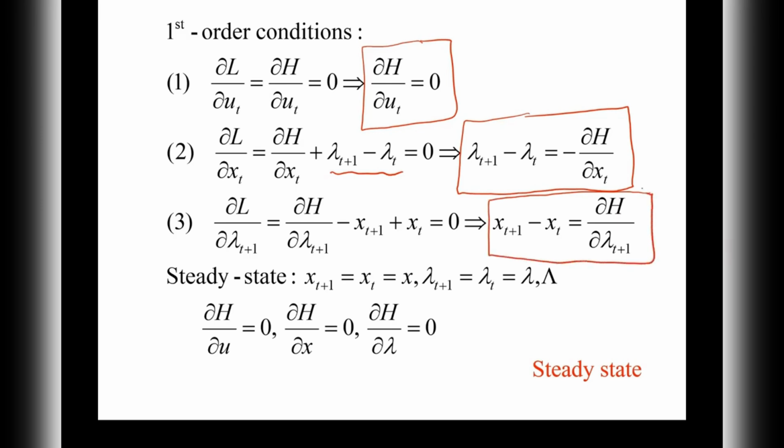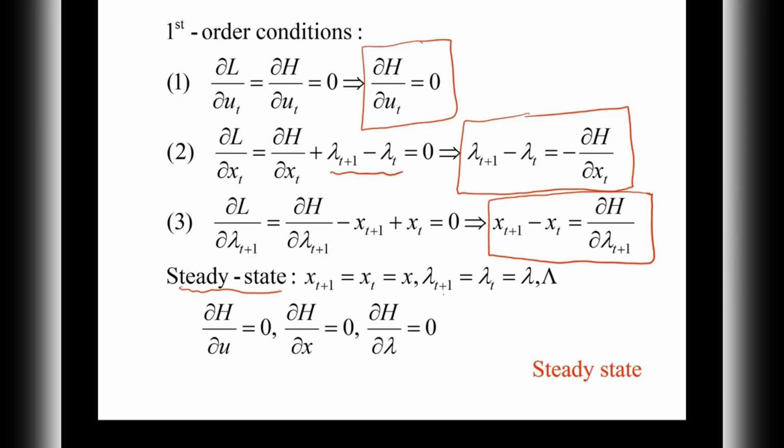So if you're looking at the Hamiltonian, it's probably best to just memorize these three expressions, although you can derive them very simply. Now, when we look at the steady state, we have x t plus 1 equal to x t equals x, and lambda t plus 1 equals lambda t equals lambda.